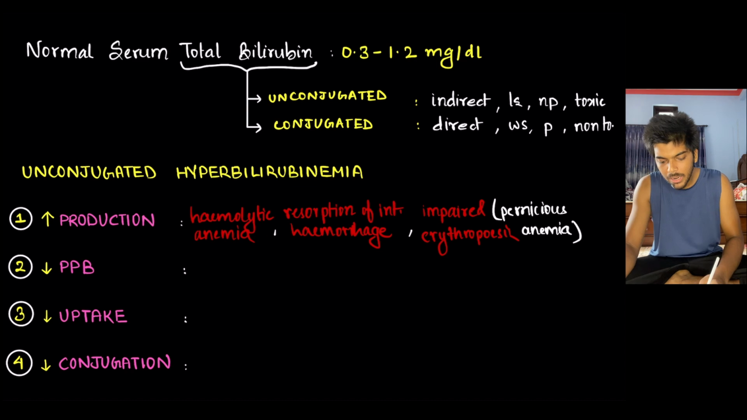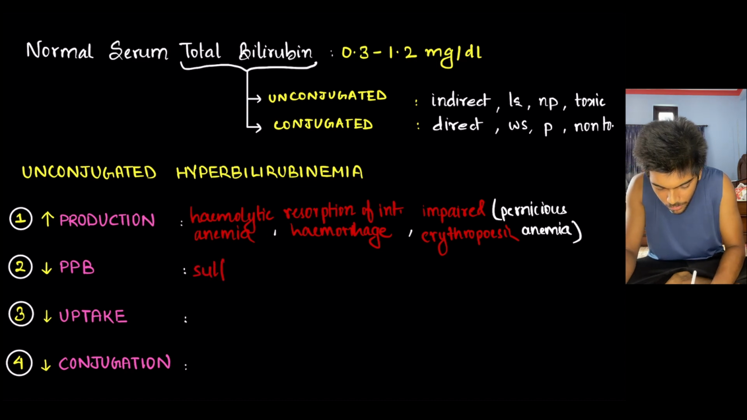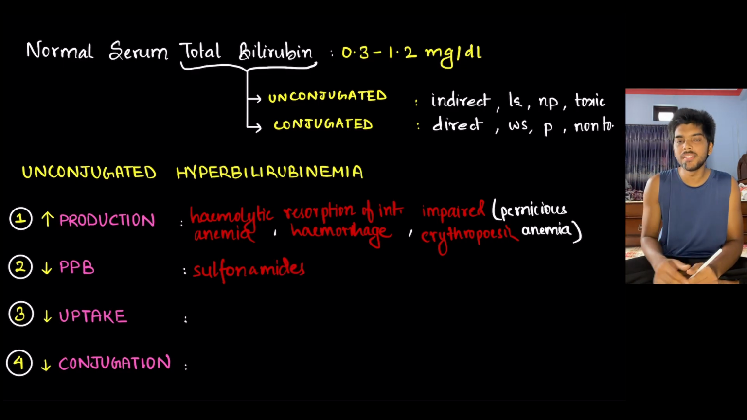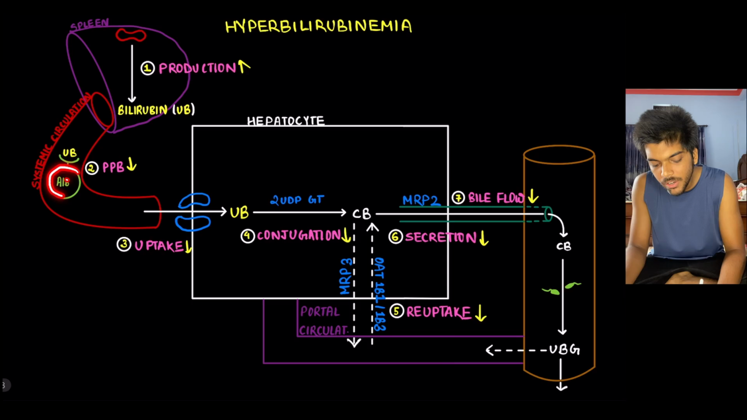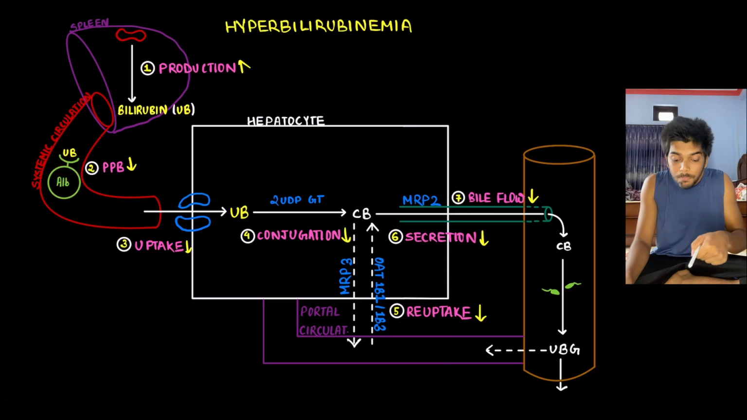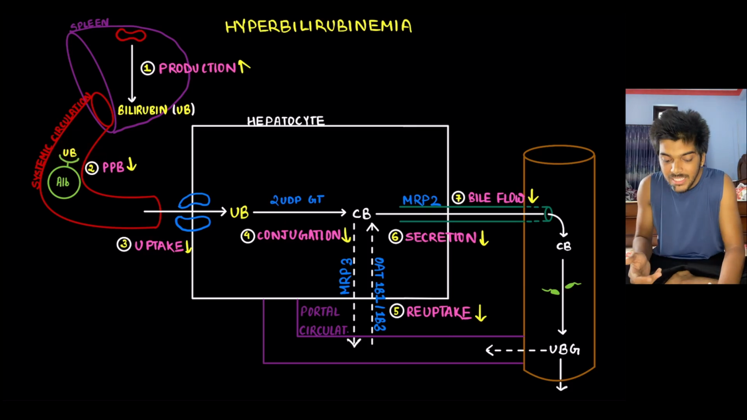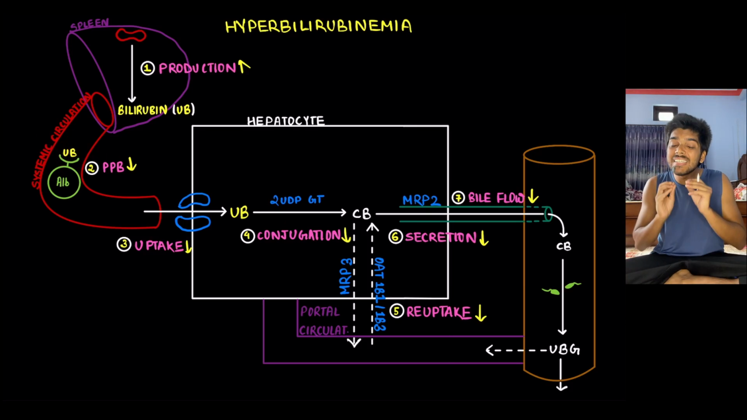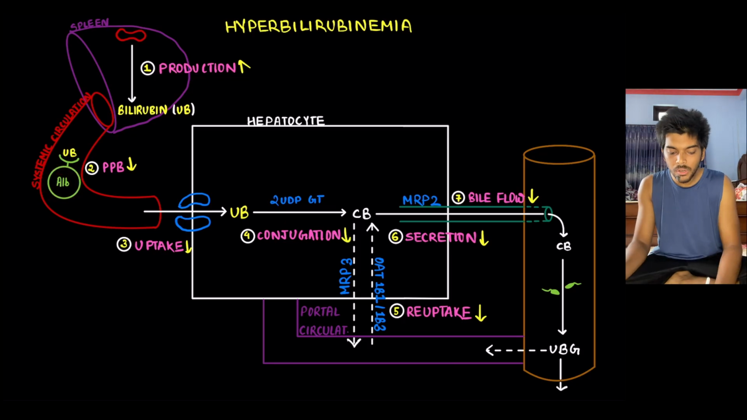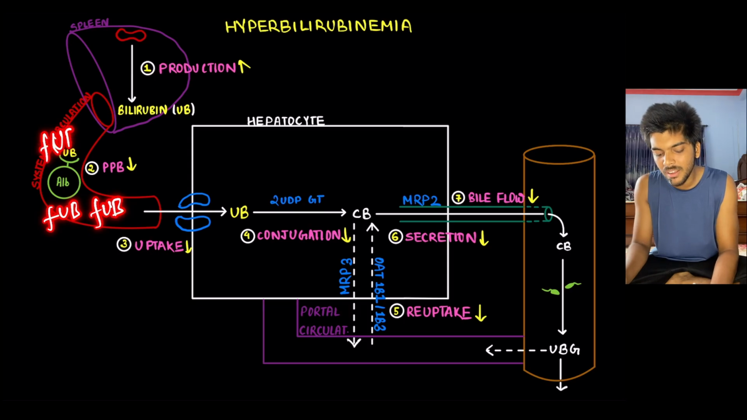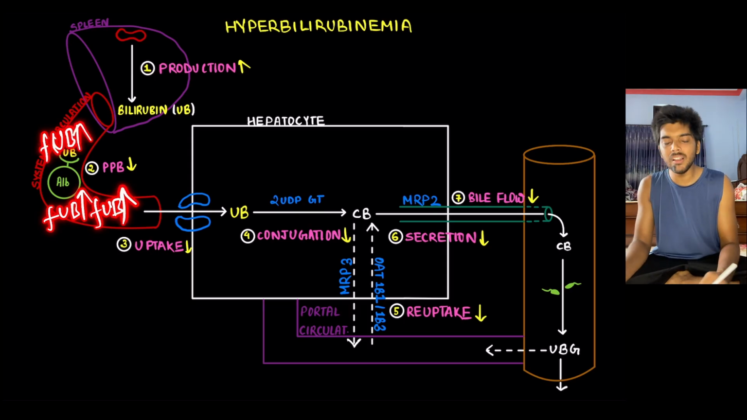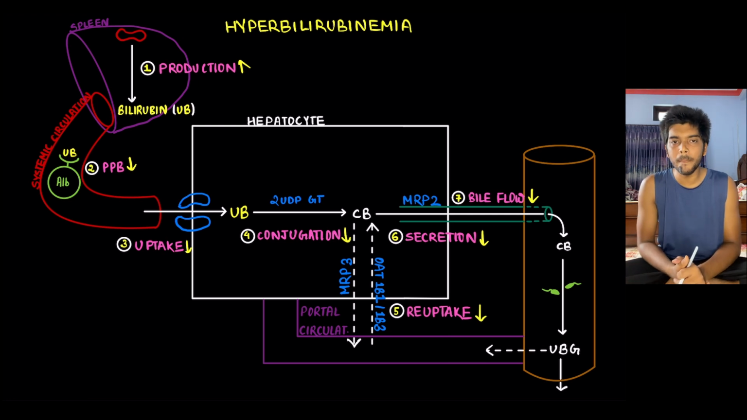Do you remember your pharmacology? Something called sulfonamides. See, sulfonamides, they have a higher affinity to albumin. That is why they displace the unconjugated bilirubin and itself attaches with albumin. So now what happens? There is free unconjugated bilirubin in the blood, leading to increase in the level, unconjugated hyperbilirubinemia. What if this condition is present in a neonate?